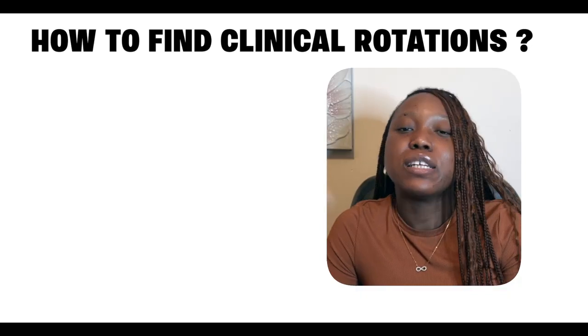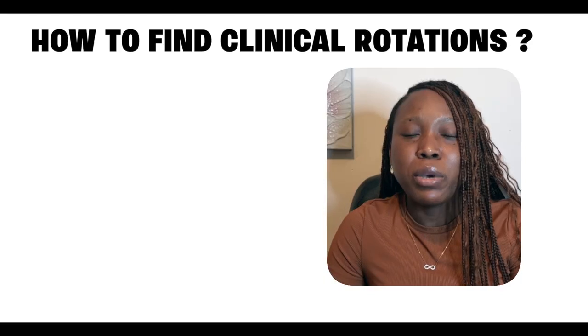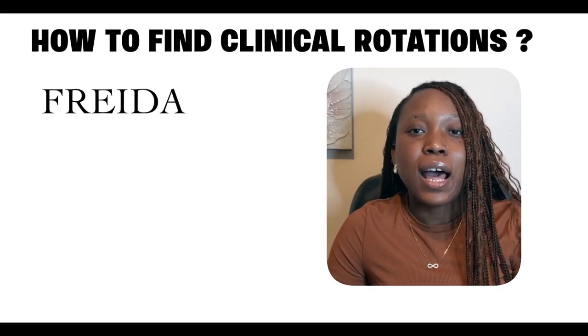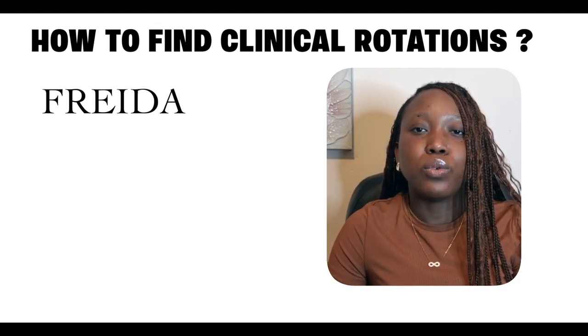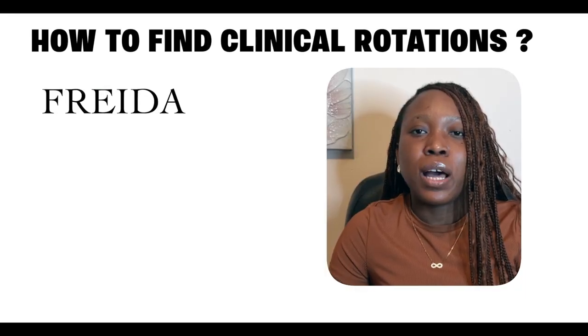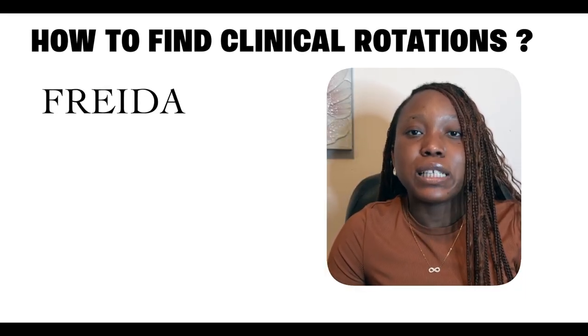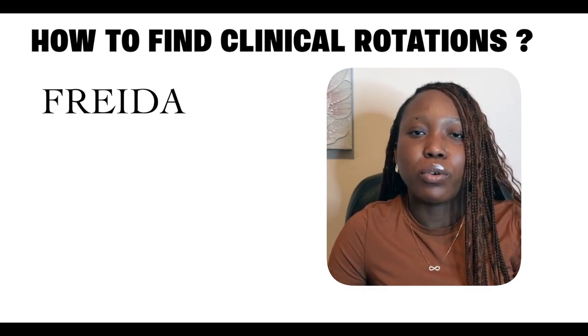Lastly, let's talk about how to actually find these rotations. There are different ways you could find US clinical rotations. The major way is going to FREIDA and looking up hospitals that accept non-US students to apply for these rotations. You go on FREIDA, get their website, and then contact someone. There's usually contact information for who you're supposed to contact or email, and then ask about all of this. But it's important that you read the website, because then you would know if international students are allowed or not.